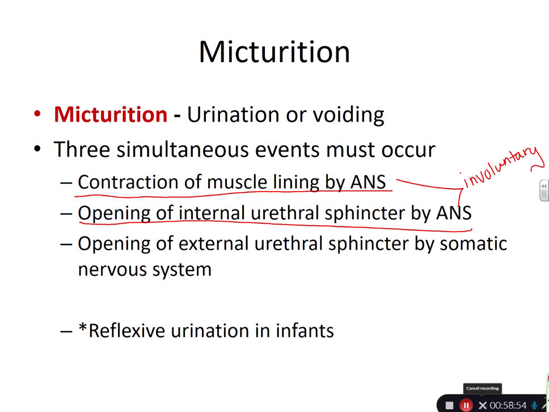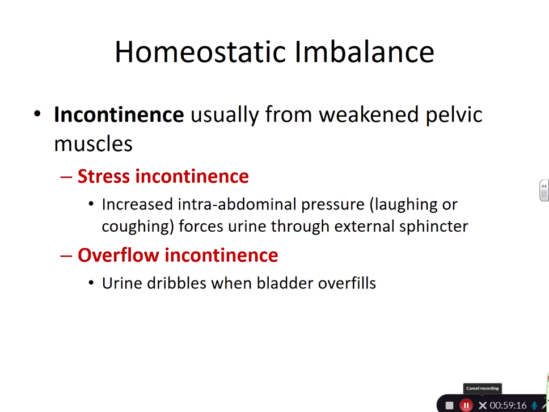The external sphincter is controlled by the somatic nervous system. Remember, that's the voluntary part of your nervous system. It controls skeletal muscle. And that external sphincter is skeletal muscle. You have conscious control over it. Again, it takes a while for you to learn the control over that external sphincter. This is why urination in an infant is reflexive. Just as soon as the bladder is full, they go.